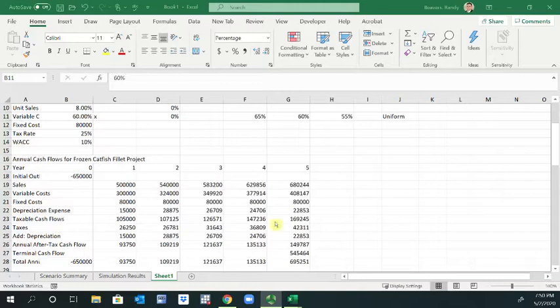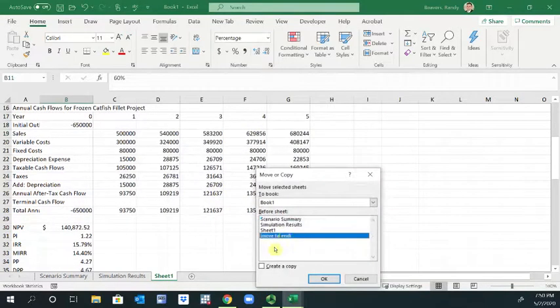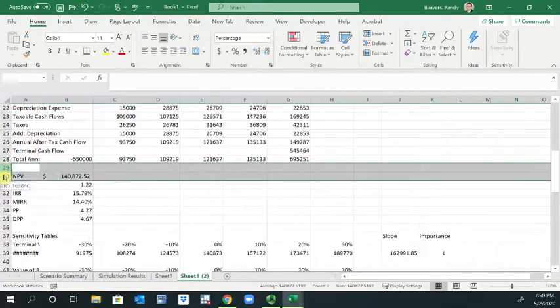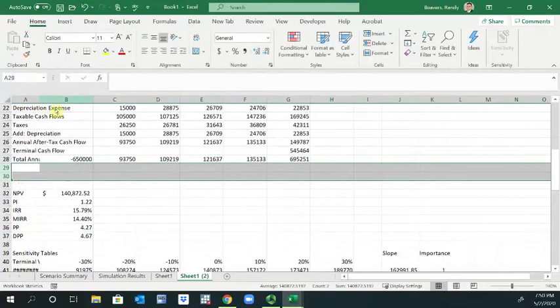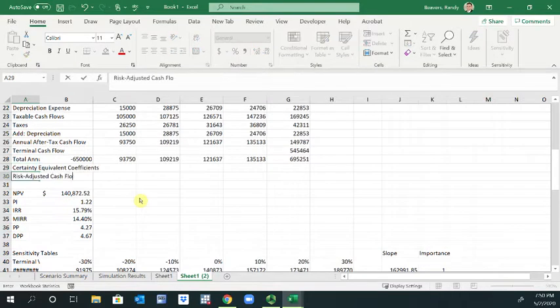Finally, let's demonstrate another way to incorporate risk into our models. So I'm going to copy this sheet, move or copy, we'll put it at the end. And right after total annual cash flows, we're going to add a couple of rows. So we'll have certainty equivalent coefficients, and then risk adjusted based off of that.